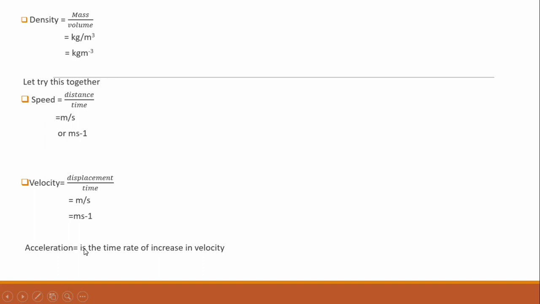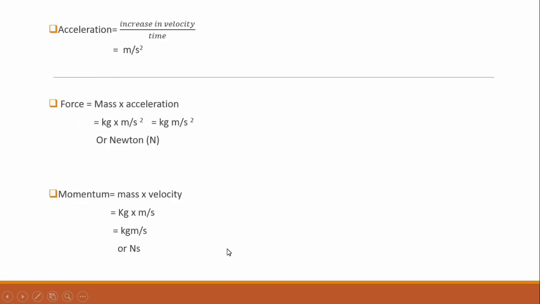The next one is acceleration. Acceleration is the time rate of increase in velocity. Acceleration is given by increase in velocity divided by time. And what is the unit for velocity? Velocity is meter per second. So if you have meter per second, you now divide it again by second, it will give you meter per second square.